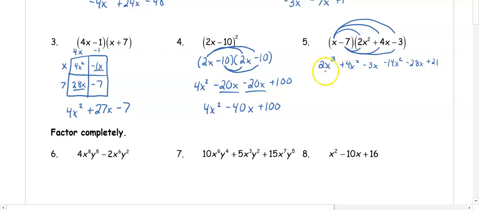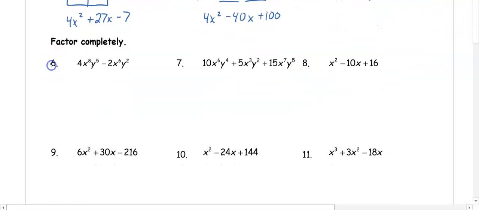And then we can combine like terms. We only have one x cubed term, so we're going to leave it as 2x cubed. The x squared terms combine to get us negative 10x squared. Negative 3x and negative 28x will make us negative 31x. And the 21 has nothing to combine with, so we'll just say plus 21.